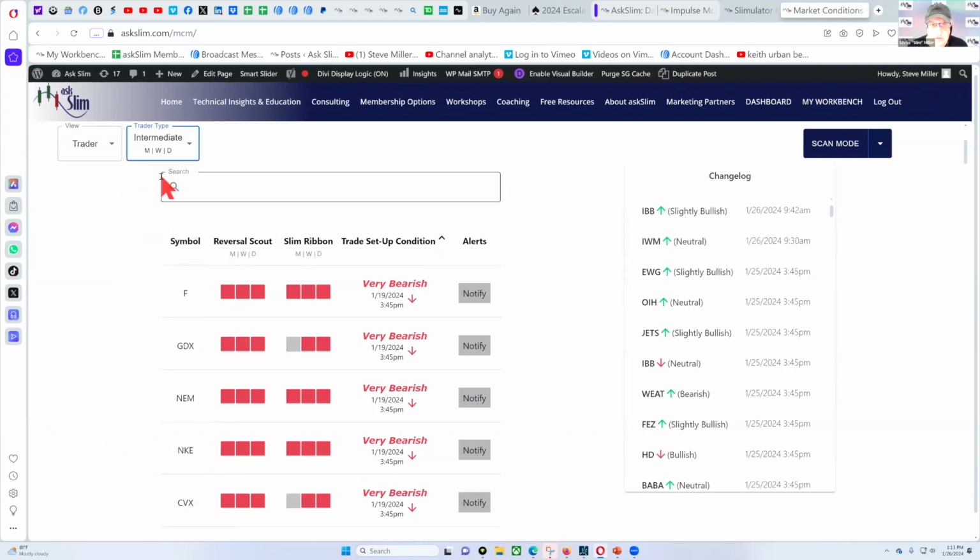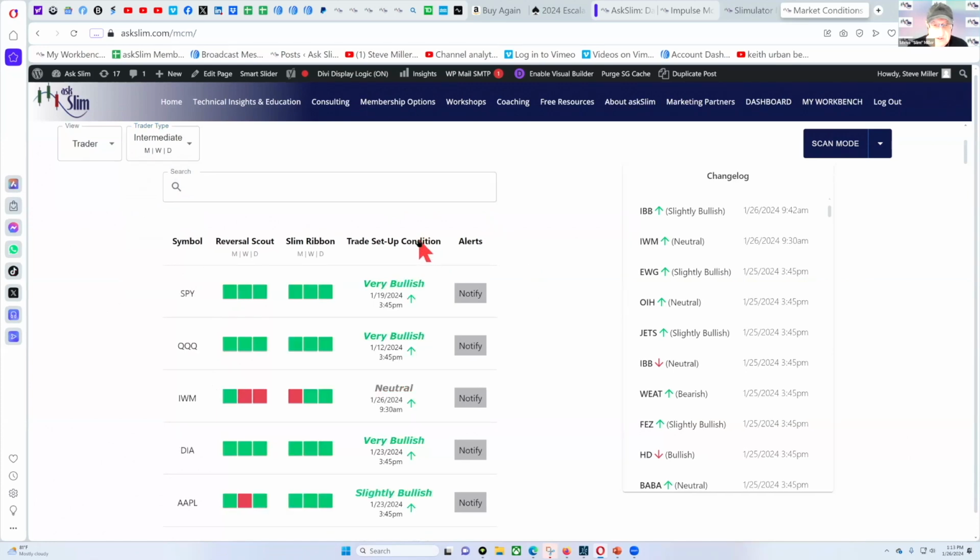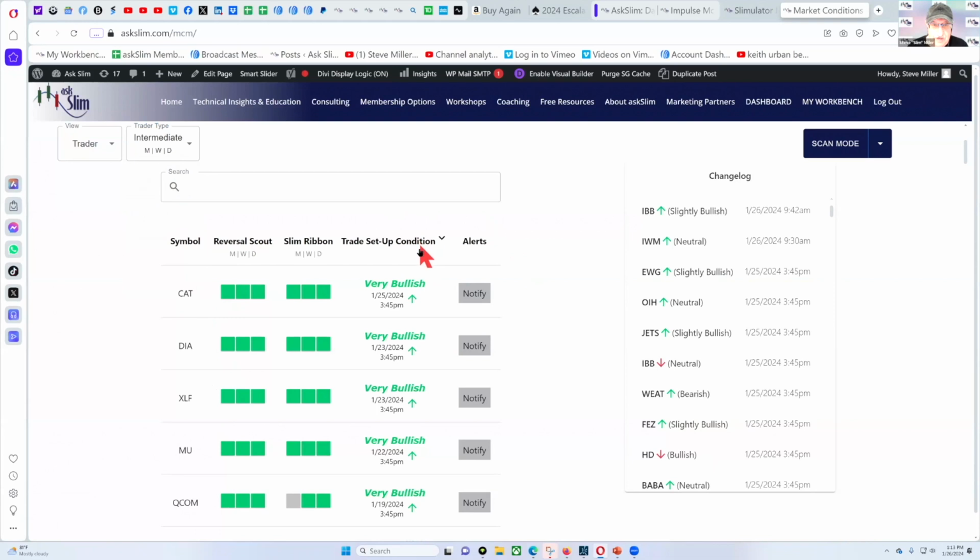If I want to look at intermediate term, well, it's going to change. The intermediate term conditions, as you could see, are very bullish for Caterpillar, the diamonds, XLF, Micron, Qualcomm, and right over here you could see they're very bearish. And here for Ford, GD, Newmont, so you see the golds are bad. They need to really have some significant changes.